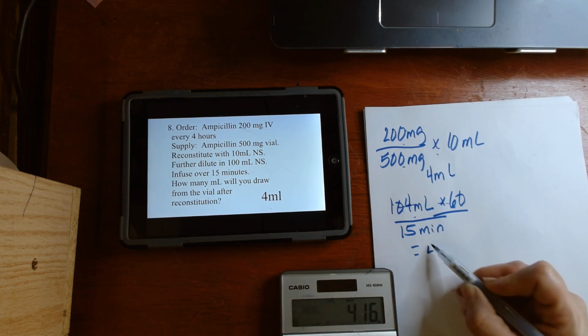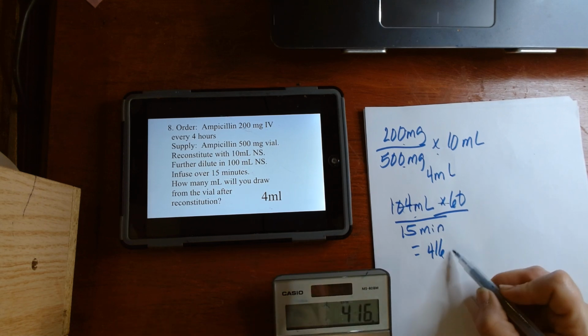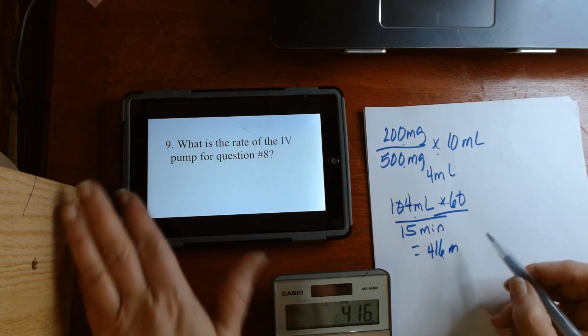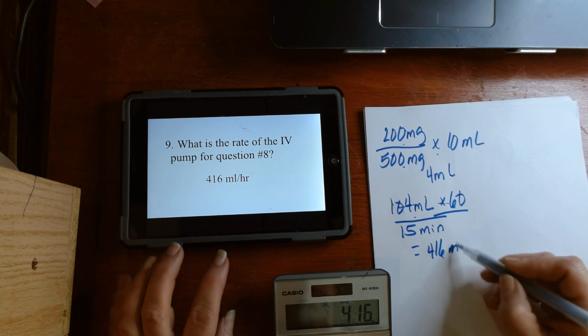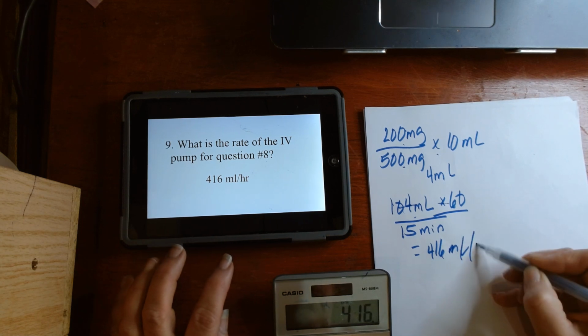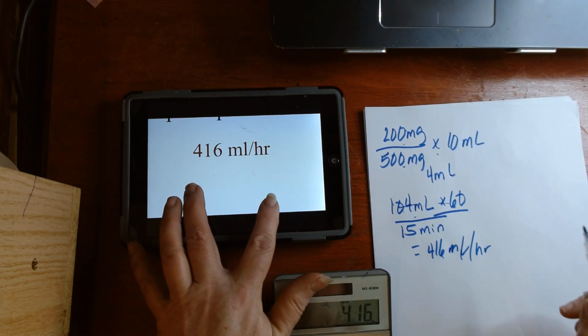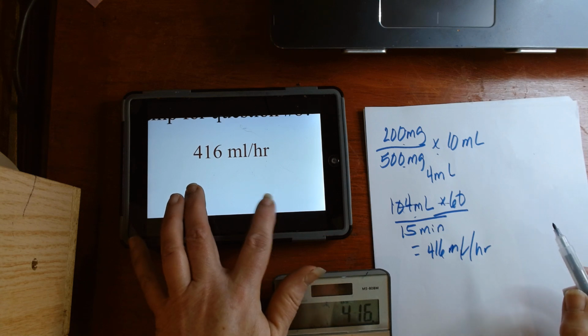That's 416 milliliters per hour. Ooh, better hope he doesn't have any respiratory or cardiac problems.